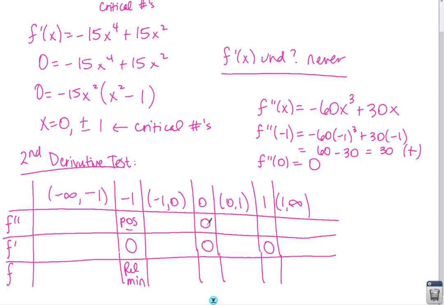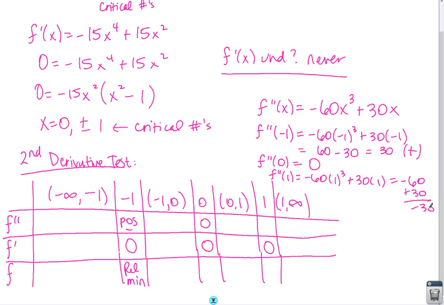Well, I'm already here, so let's go ahead and do f double prime of 1. Negative 60 times 1 cubed plus 30 times 1. That's going to be negative 60 plus 30, so negative 30. Everybody see that? Did I do that math right earlier?